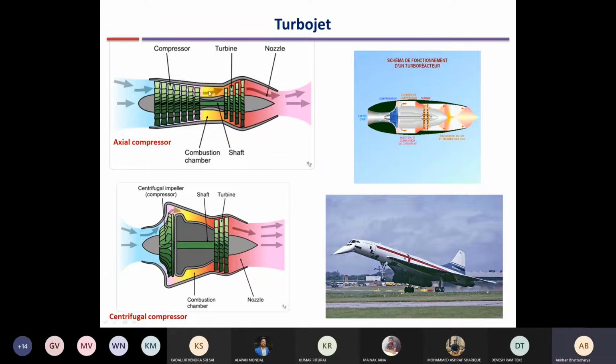Then fuel is injected. Multiple combustion chambers are arranged around the central shaft, and the fuel is injected in each of the combustion chambers, and then the combustion process takes place.